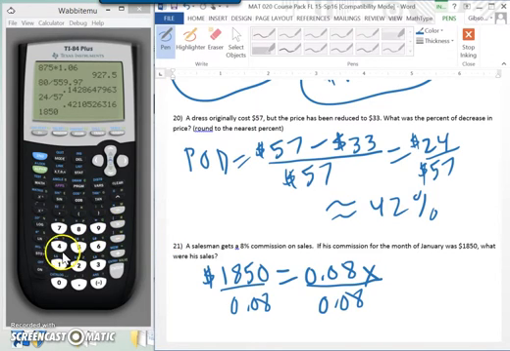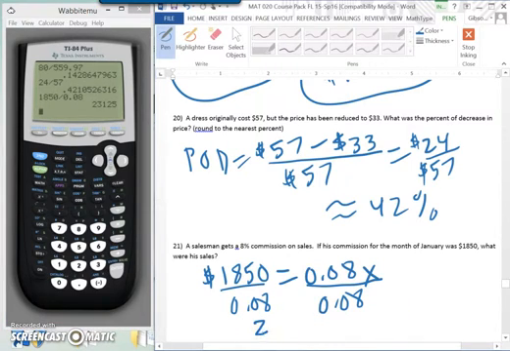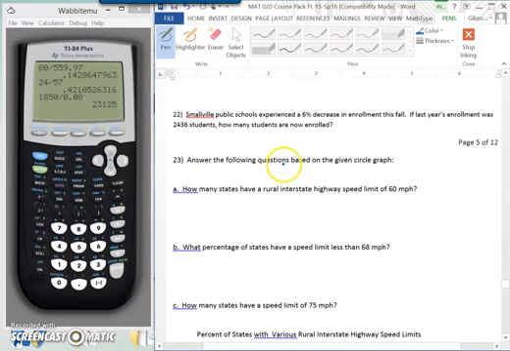Okay, class, picking up where we left off, we had 1,850 divided by 0.08, and that gives us $23,125, which is how much this person sold. Okay, now we go to problem 22.